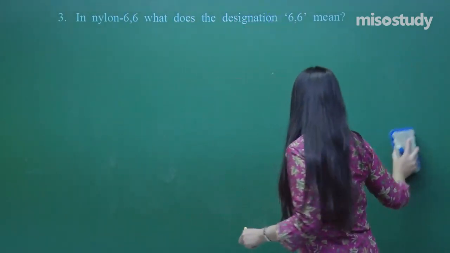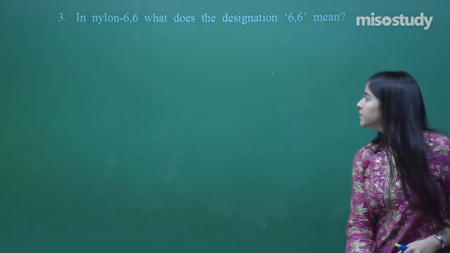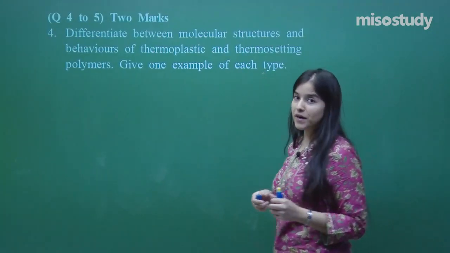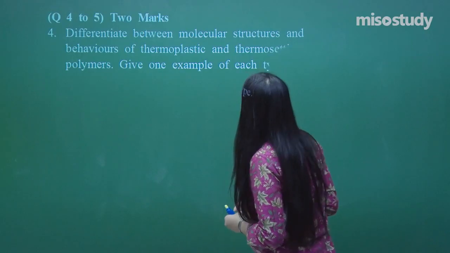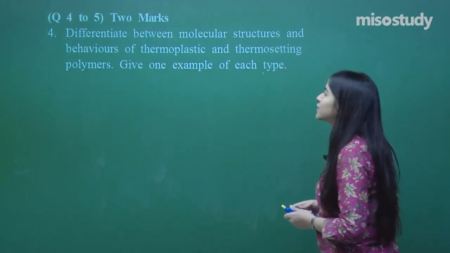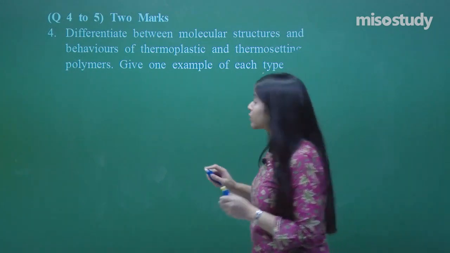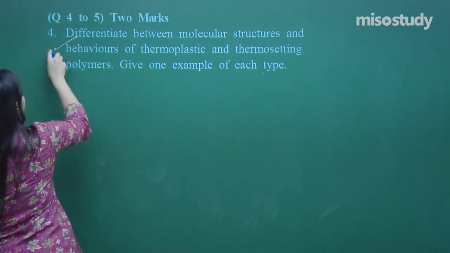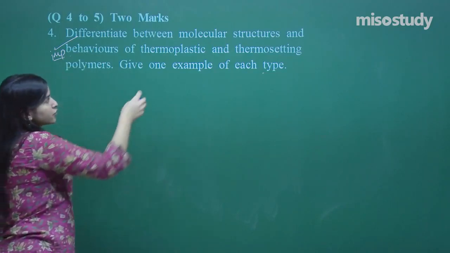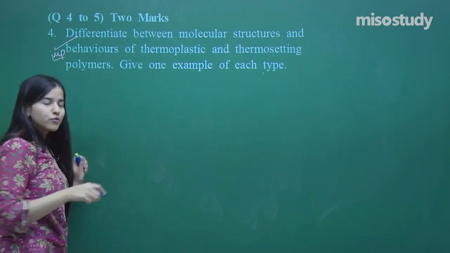What do I have in the next question? Now it says question 4 to 5, it's of 2 marks. Differentiate between molecular structures and behaviors of thermoplastic and thermosetting polymers. So it is a very important question first of all. As I told you, depending upon the molecular forces, there are thermoplastic and thermosetting polymers.